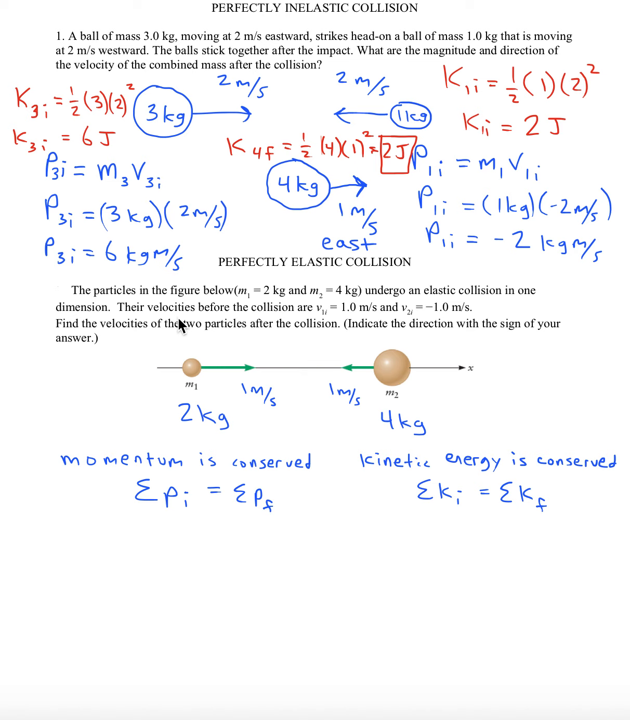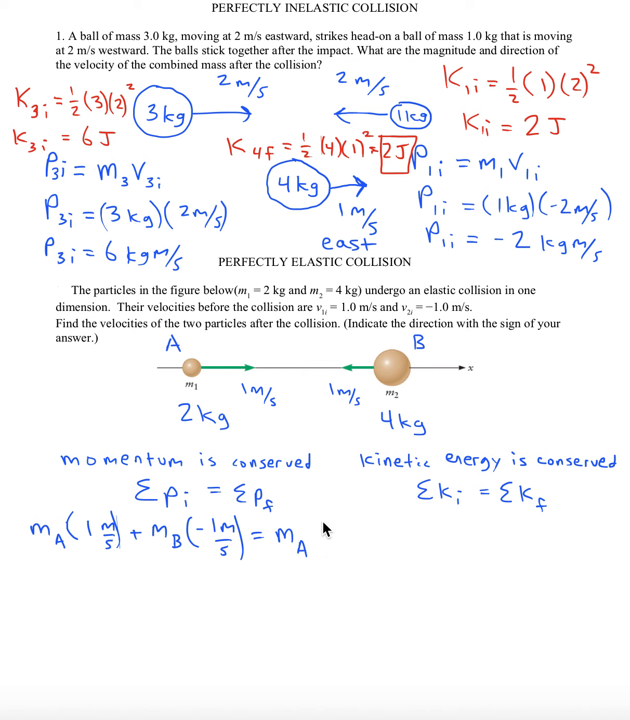So let's label each of these balls A and B. I'm going to write the mass of A times its velocity of 1 meter per second plus the mass of B times its velocity of negative 1 meter per second. That's going to be a way to express the initial momentum of the system. That needs to equal the final momentum.